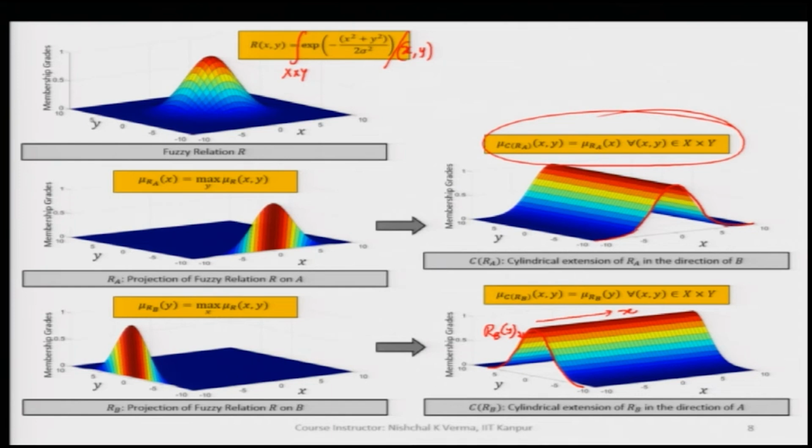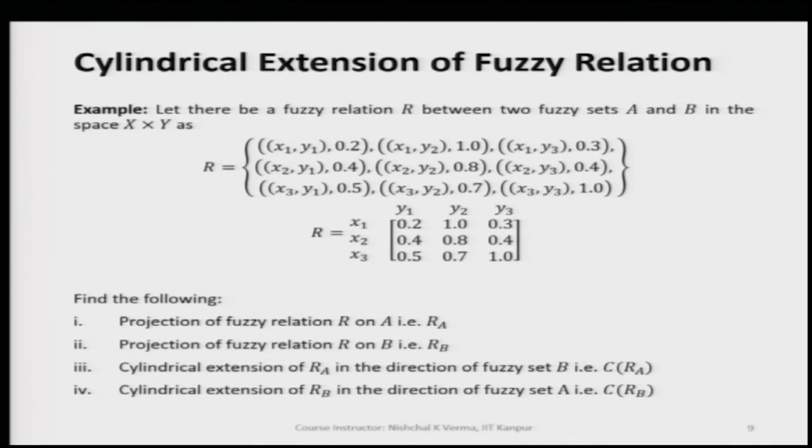So, we have done a very interesting thing here: we took projection on A and projection on B, and then we further tried to extend the dimension. We clearly see that we are not going to get the original relationship set with which we started. So, this is what is very interesting to note. But what we gain here is that we are able to get the dimension extended. Now, this was the understanding of cylindrical extension with the continuous relation fuzzy set.